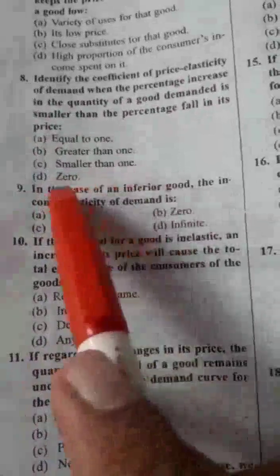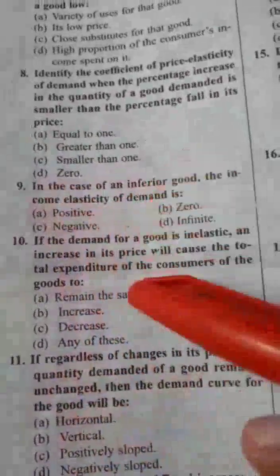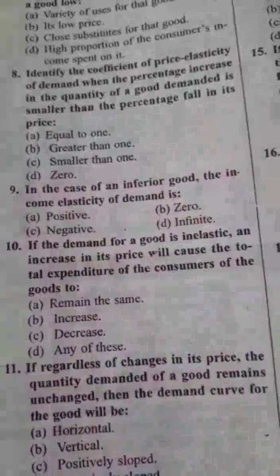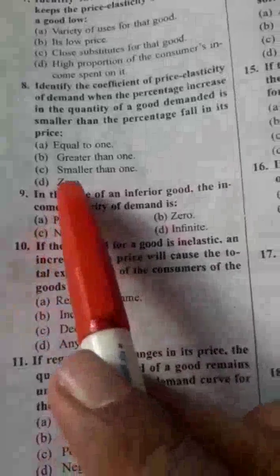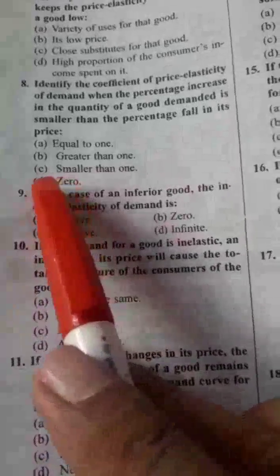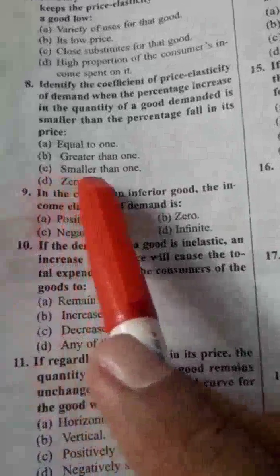This option is right, and it cannot be 0. If it is 0, the demand will be a vertical straight line. So the option that is right here is option C, smaller than 1. And go to the next question.